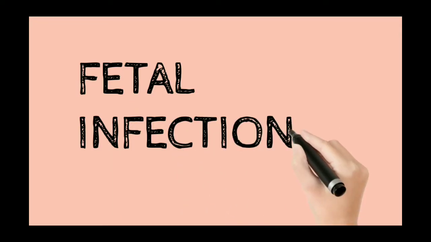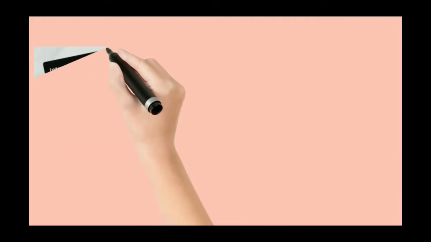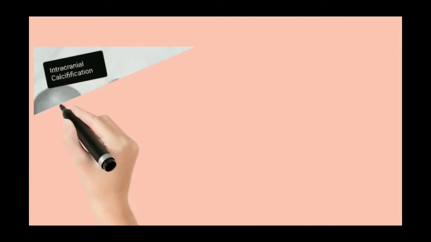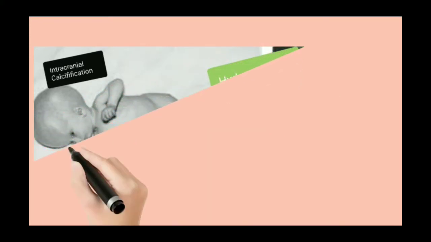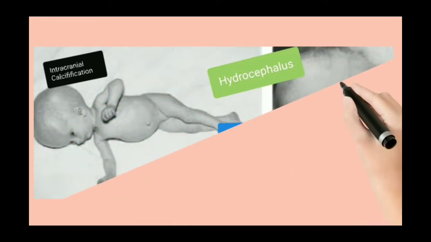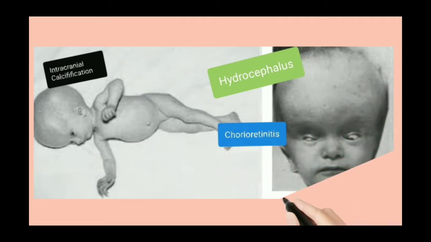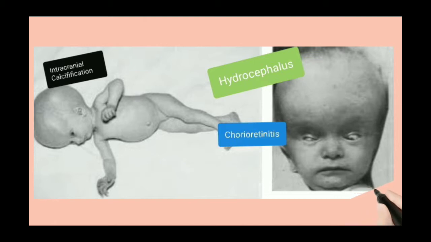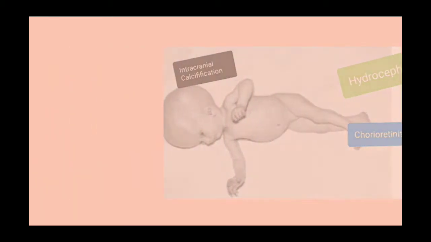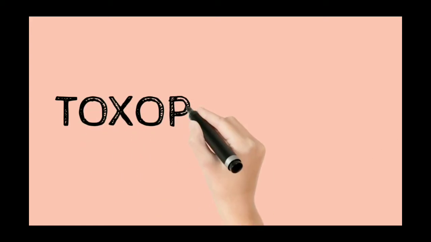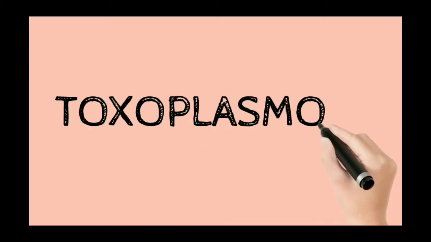Fetal infection is our topic today. Okay, we will discuss the different scenarios, and on the basis of the clinical features we will try to find out the type of fetal infection. Like a fetus, like a baby has intracranial calcification, hydrocephalus and chorioretinitis. Most of these are found on ultrasound as well. If we find these features, that points towards toxoplasmosis.